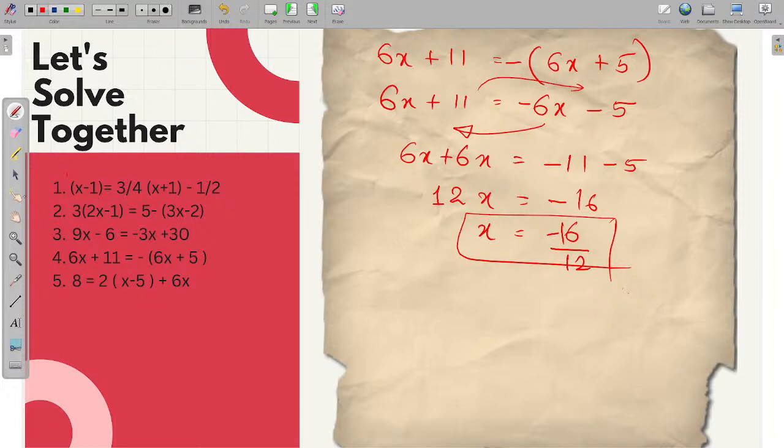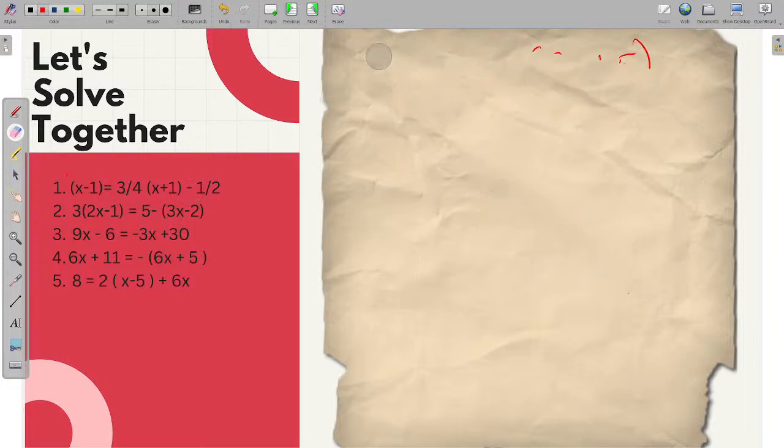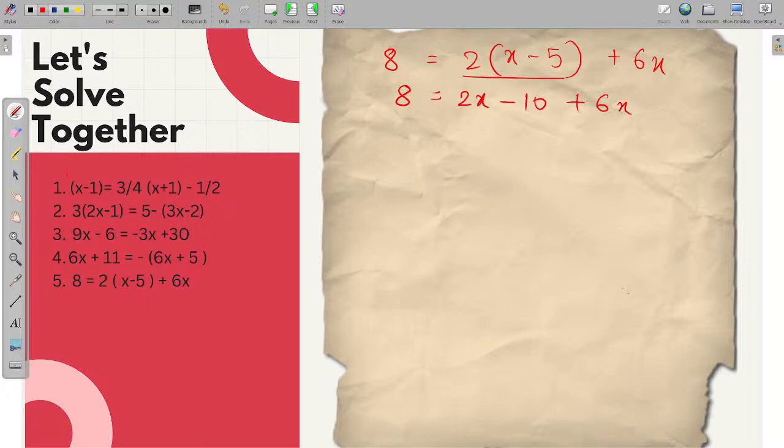Now the last question from linear equations in one variable. 8 = 2(x − 5) + 6x. First thing, open the brackets, so it will be 2x − 10 + 6x. Right, now see, like terms are on the same side, so I'll just add them. 2x + 6x, I'll get 8x − 10 = 8.